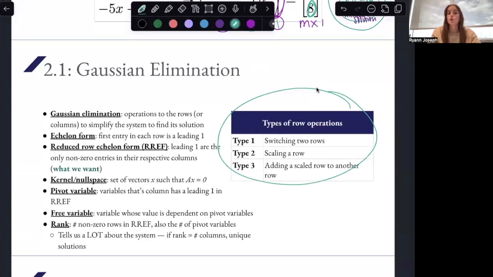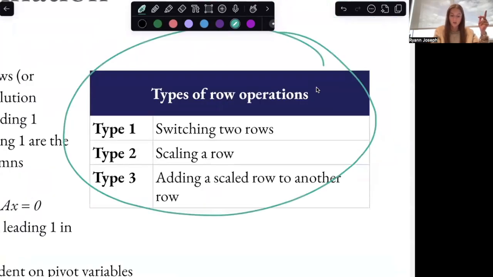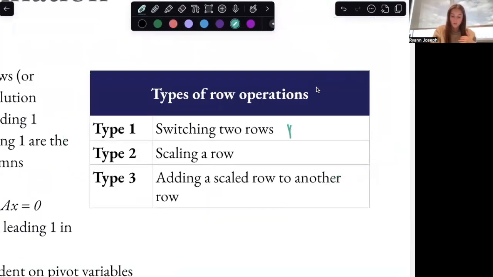Type 1 is where you switch 2 rows. So if I have row 1 and row 2 and I want to switch them, I would do row 1 equals row 2. That makes row 1 become row 2, and they switch. Type 2 is when you scale a row. That would be like row 1 equals 3 times row 1. So I want to multiply row 1 times 3.